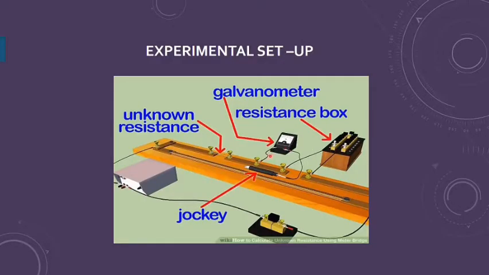Now when you do the experimental setup, as all of you have observed, here I am putting the unknown resistance. It means unknown resistance wire. Here it is your 1 meter long resistance wire on which we will be moving the jockey. In the central point we are connecting the galvanometer, and from the galvanometer the other terminal is coming to the jockey. The jockey is simply a conductor which is to be moved over this resistance wire to divide it into two parts.